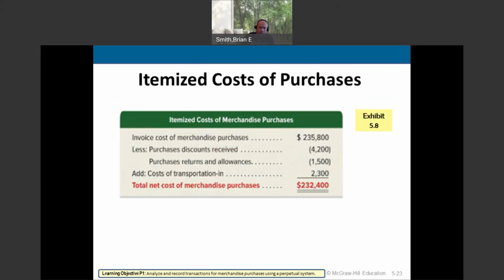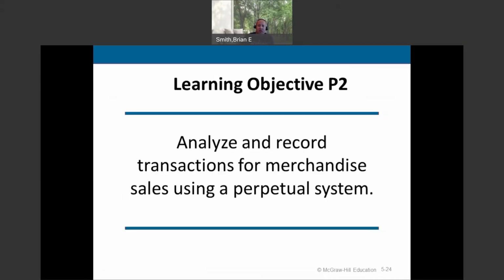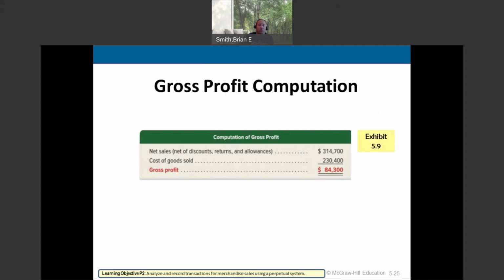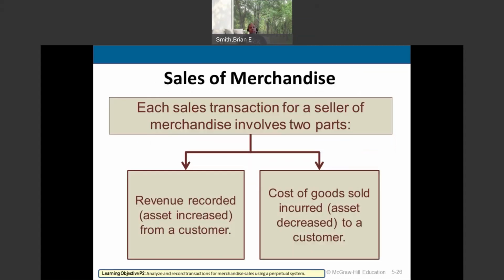So now we're on the purchase side, but our goal as a retailer is to sell these items. So how are we going to do that? Well, we're looking at net sales minus cost of goods sold equals gross profit, right? That's what we're going to look at here. So sale of merchandise, we have a revenue side and we have an inventory side, or a sales side and an inventory side. So this is how we're going to do this.